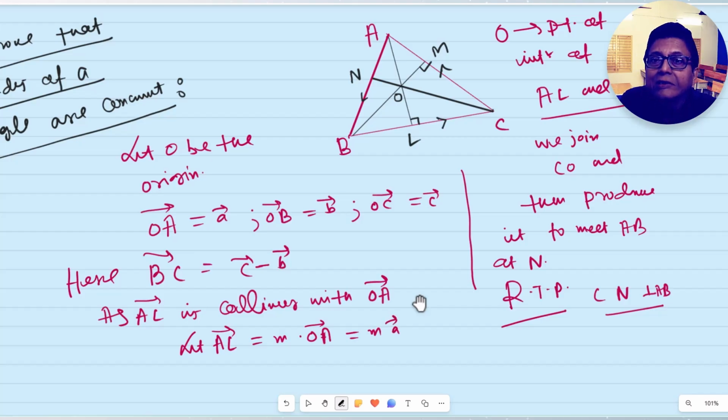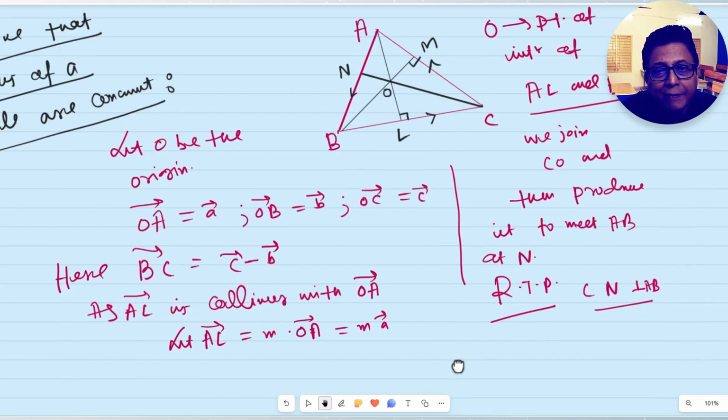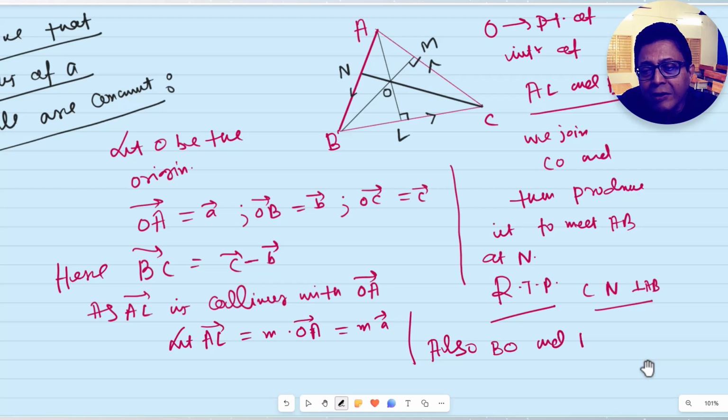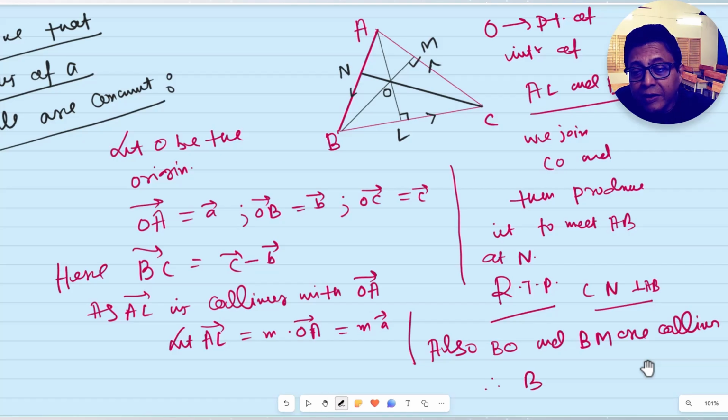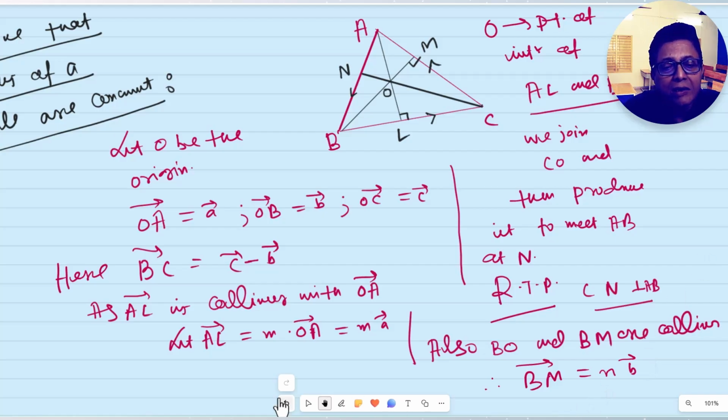Clear? Similarly, BM is perpendicular to AC, and BO and BM are collinear. So we can write, therefore, the BM vector equal to some scalar, say N, into the B vector. Hope you don't have any problem in understanding these things.